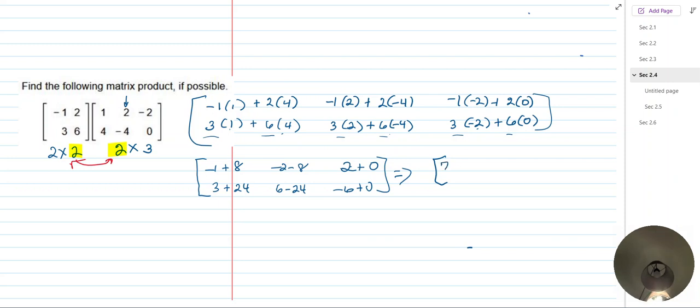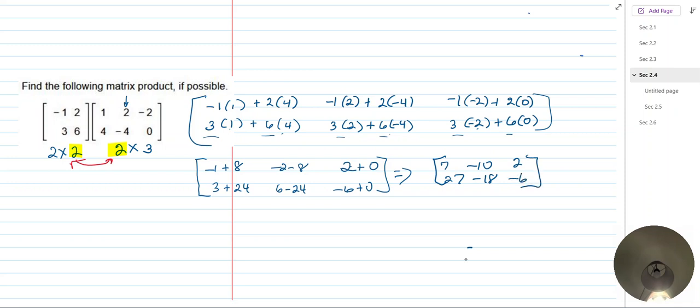All right, so now I'm finally at the end here, and I get a 7, negative 10, and a 2. And then on this line, I'm going to get a 27, and this is a negative, what is that, 6, 14, 18, negative 18. Is that good math? And then I'm going to have a negative 6.